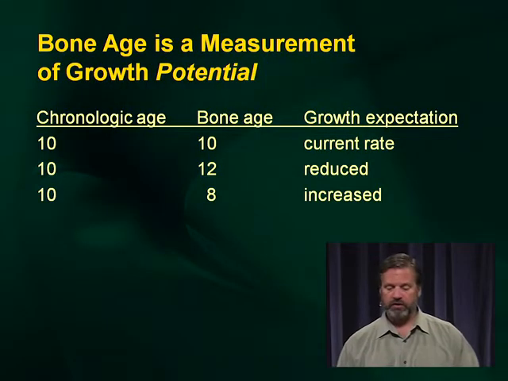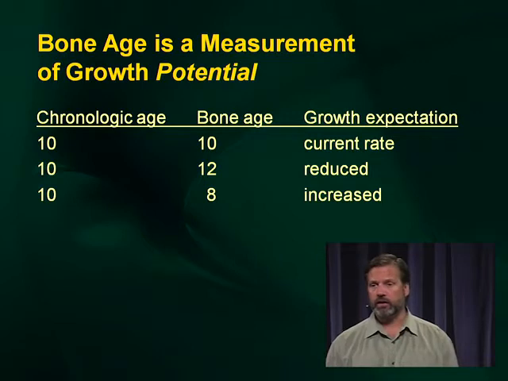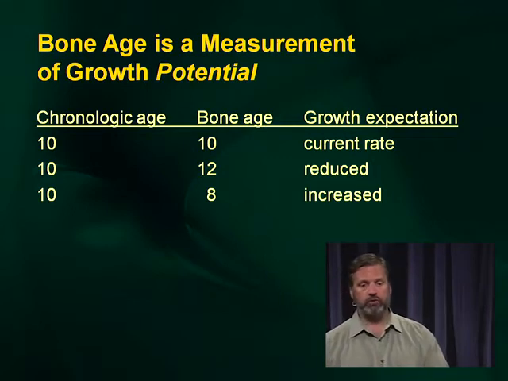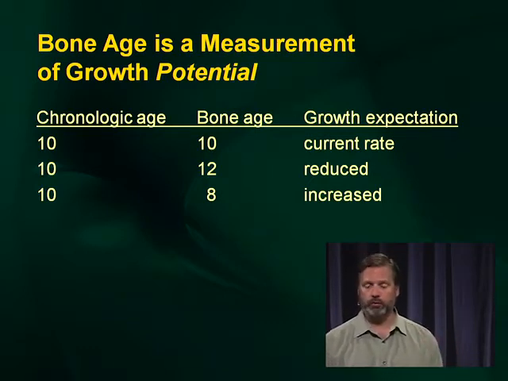And what you'll find is that for a chronologic age of 10, if the bone age is 10, that means that you expect their current rate of growth. If their bone age is 12, you actually have a reduced expectation for growth. And if their bone age is 8, you have an increased expectation for growth. So just remember in constitutional growth delay that it's typically the third of those possibilities where your bone age is delayed, representing that growth potential that's there.